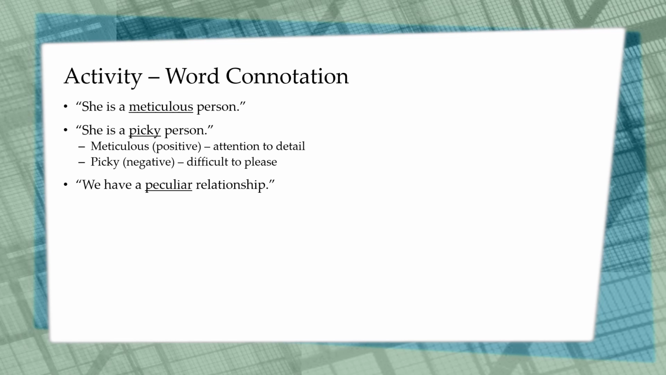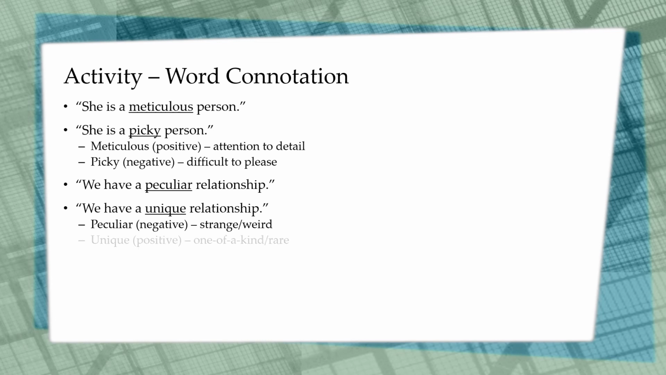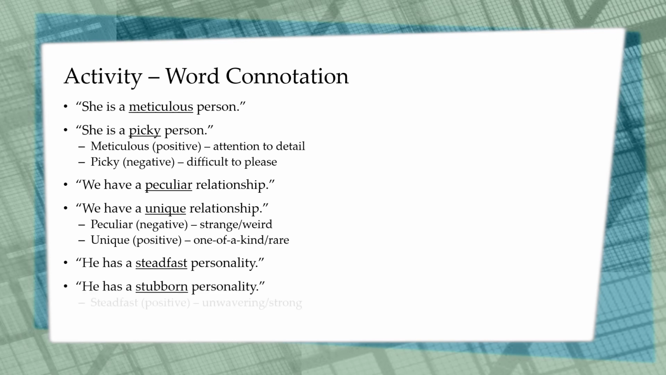If you call someone peculiar, or say that you have a peculiar relationship, versus a unique one, same thing here. Peculiar can be negative. It means weird or strange, has kind of a negative association with it. But unique can mean positive, right? It can mean one of a kind, something that's rare, valuable. And the difference between steadfast and stubborn. If you call someone steadfast, that's a positive quality. It means that they're strong, they're unwavering. But if you want to insult them, call them stubborn, because it means that they're unreasonable, they're not cooperative, they're unmoving for all the wrong reasons.